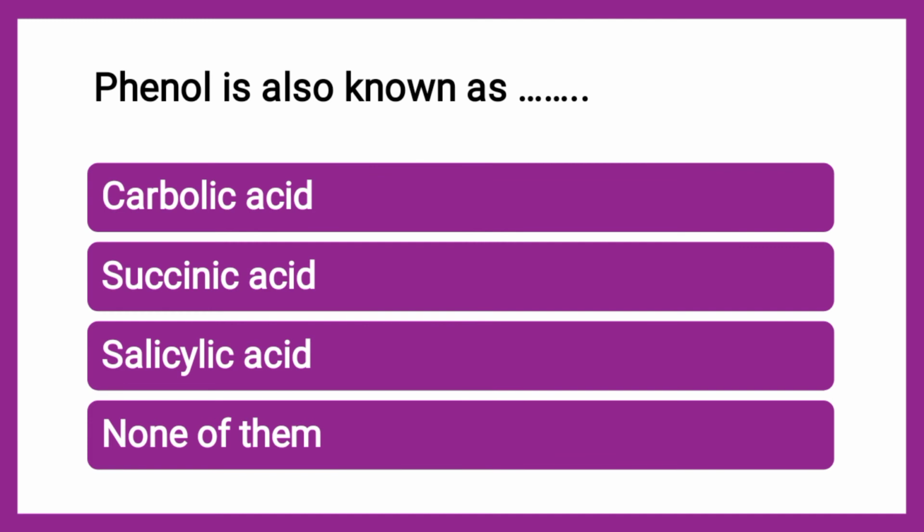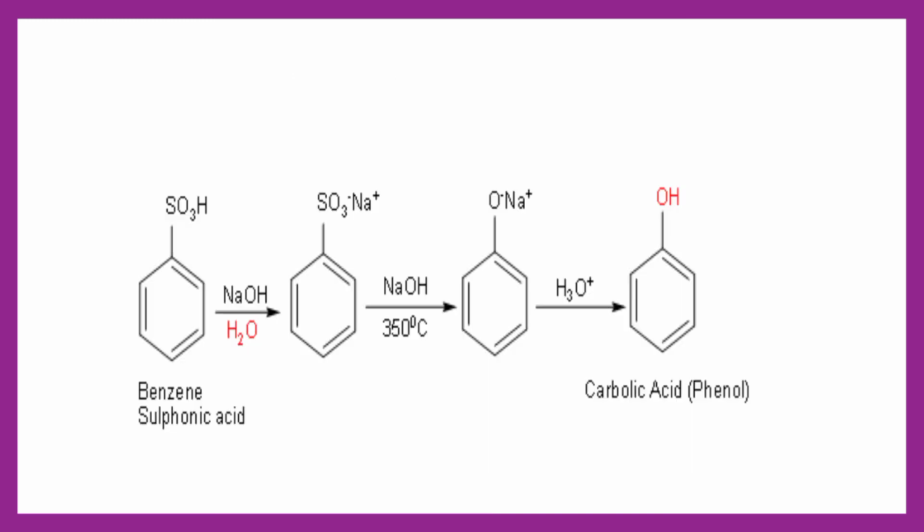Next question is, phenol is also known as dash. Whether it is known as carbolic acid, succinic acid, salicylic acid, or none of them? The correct answer is it is carbolic acid. Now why it is so? Because this, as you can see here, this is benzene sulfonic acid, because on benzene it is SO3H, that is H2SO4, and if you remove its OH, it is SO3H.